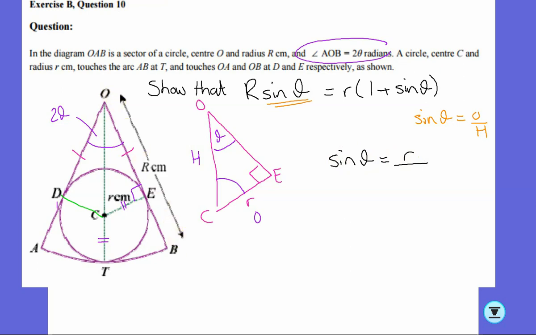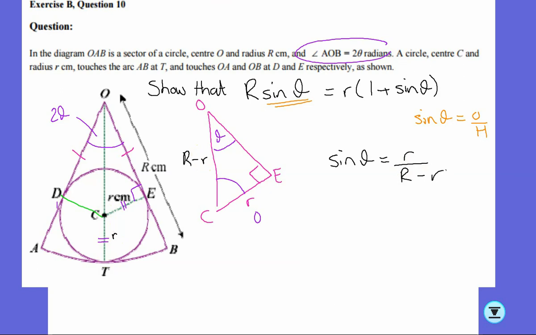So this means O to T is capital R. C to T is a little r. So this one must be, I'm just going to rub that out and do it properly. This one must be capital R, O to T, take away C to T, and that's going to leave us with O to C.